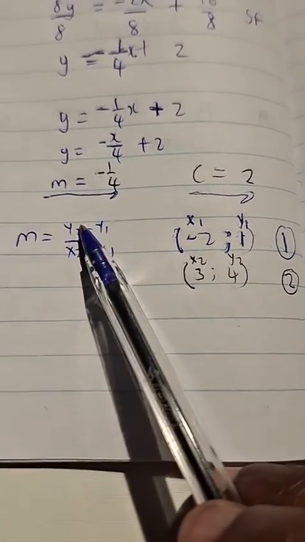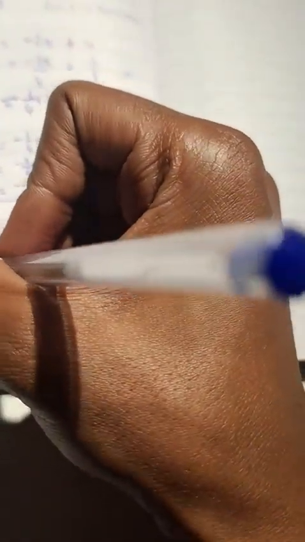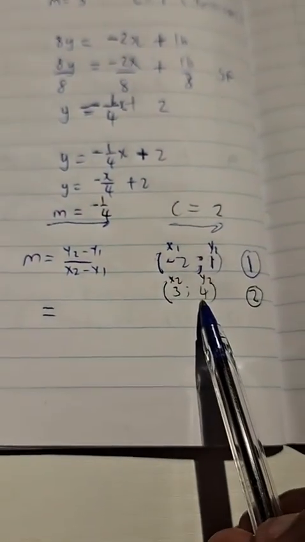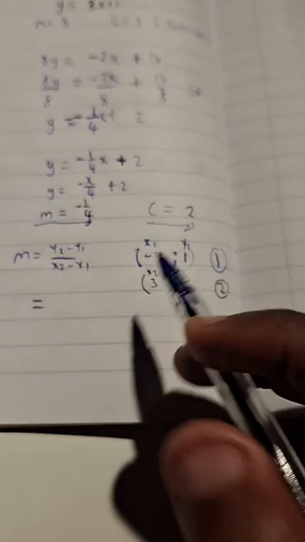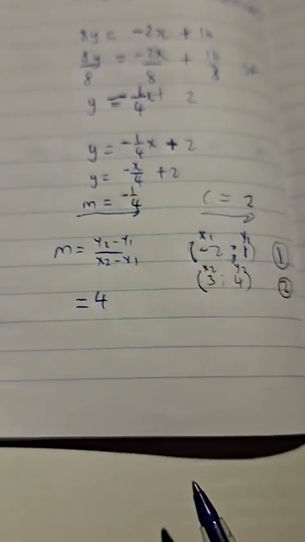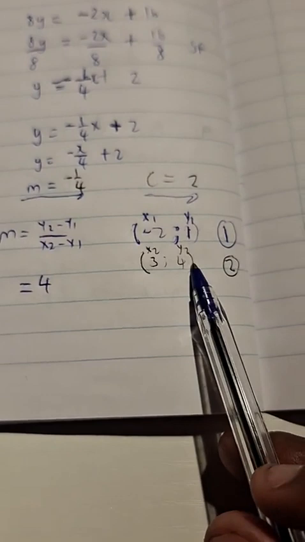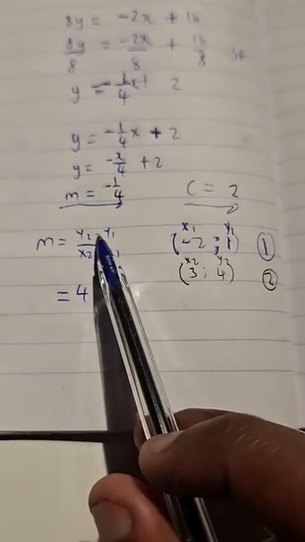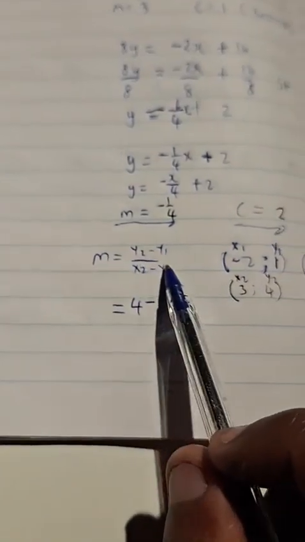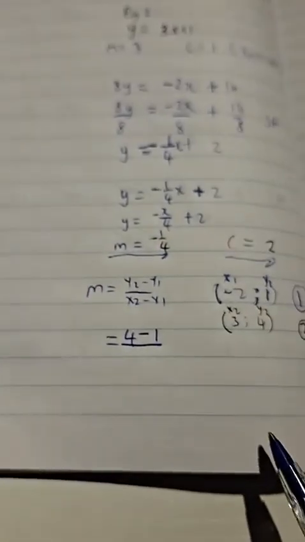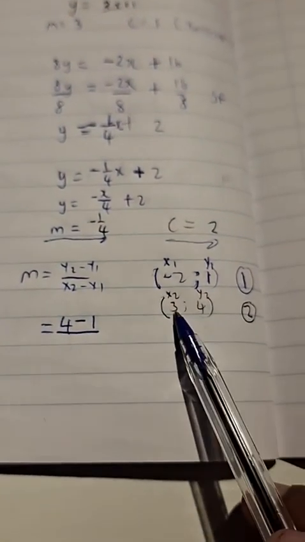Who is my y2 so that I can go and substitute? Well, my y2 is going to be my 4, right? And then please remember that the formula already has a negative sign. So you write the negative sign that is in the formula, then you check what is y1. y1 is 1, okay? So we have 4 minus 1 there at the top. At the bottom, it says x2. So that is 3.